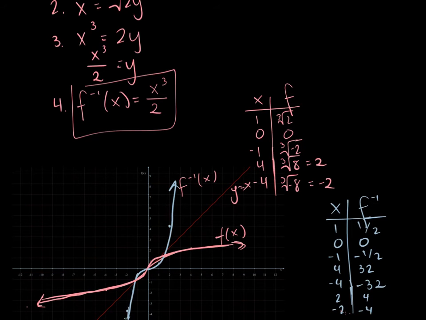You can double check these graphs though with Desmos if you're not sure if you did it correctly. But I do want to see a t-chart showing that you plotted points to get the answer, because you're not going to have Desmos on your test.